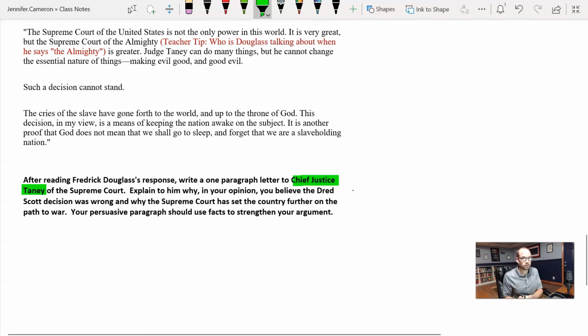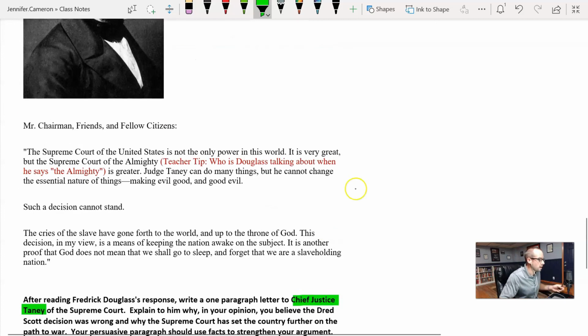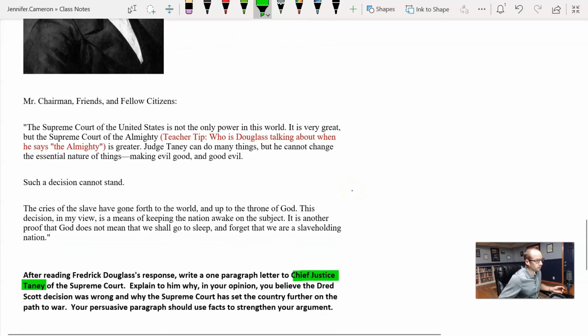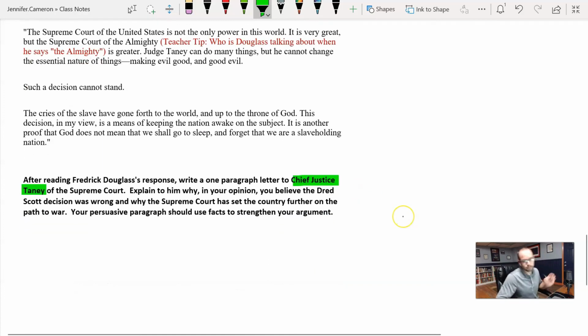Just like Dred Scott's case was really a travesty of justice, just like the decision that they made was the wrong decision and Frederick Douglass spoke out about it, I want you to speak out about it with a one-paragraph persuasive piece, not even an essay because it's not even that long, but just one paragraph.